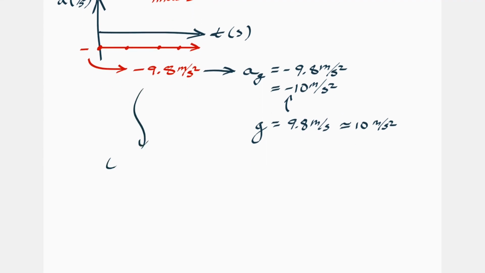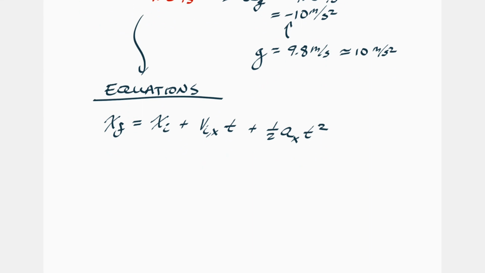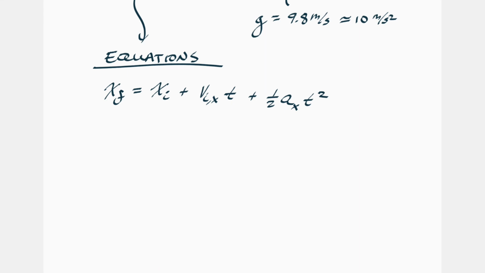Now, let's talk about equations. Equations. First one to keep in mind is that x final is equal to x initial plus v initial x times t plus 1/2 ax t squared. Okay. This might seem like a complicated equation, but let's subtract x final minus x initial, and then take that to the other side.